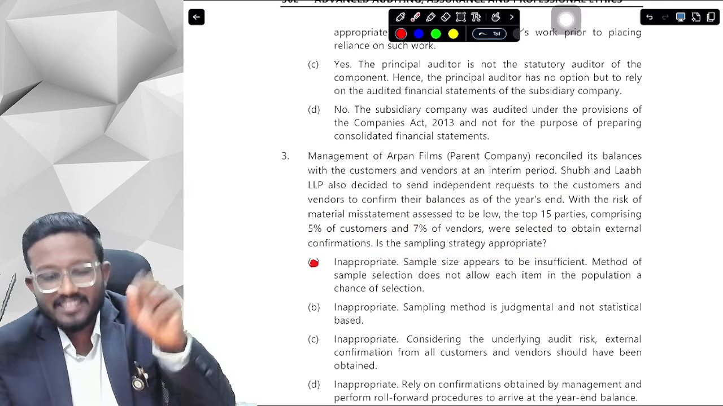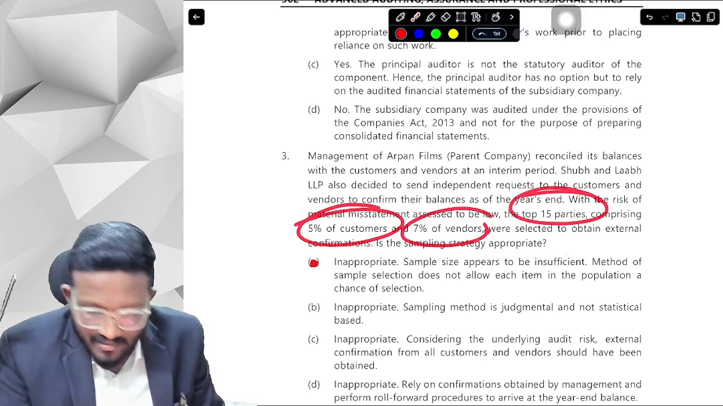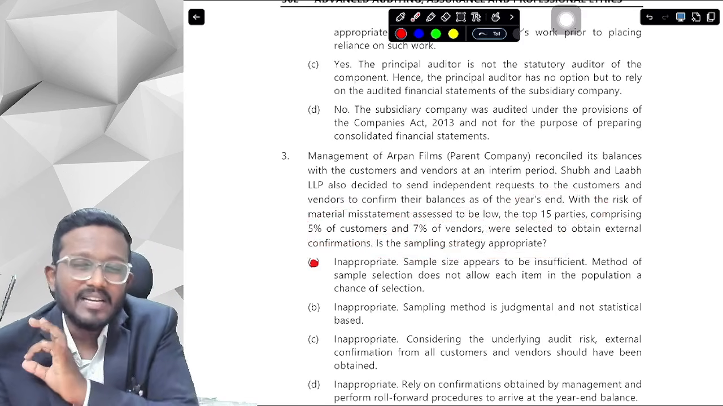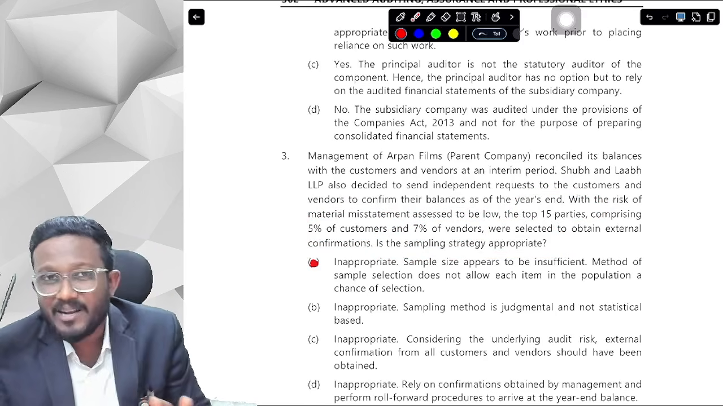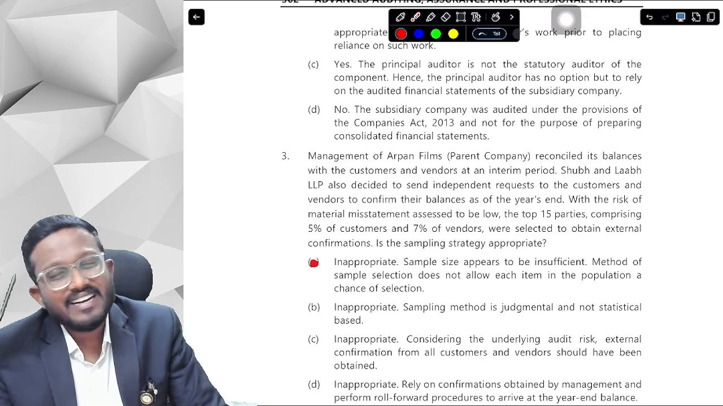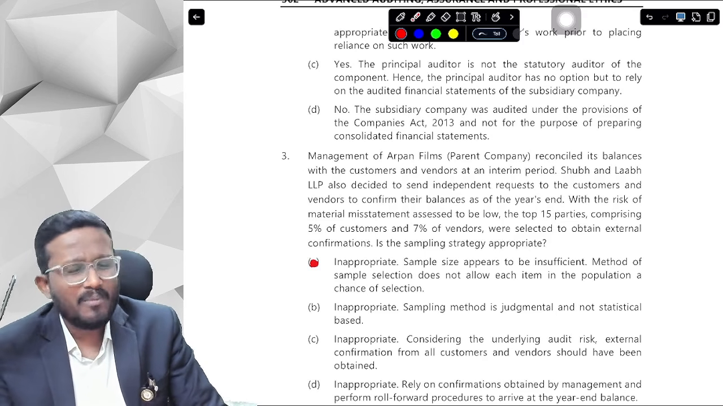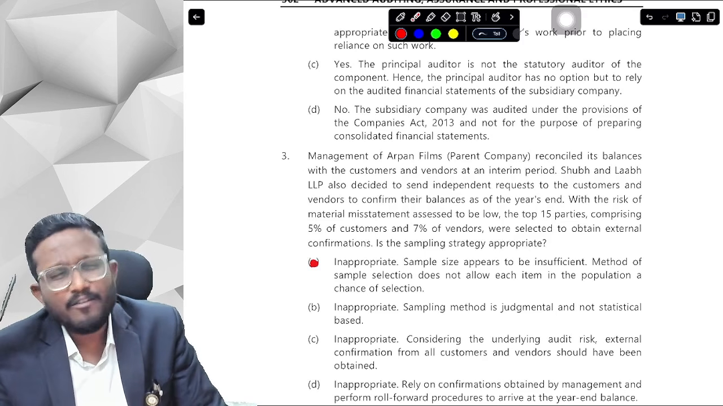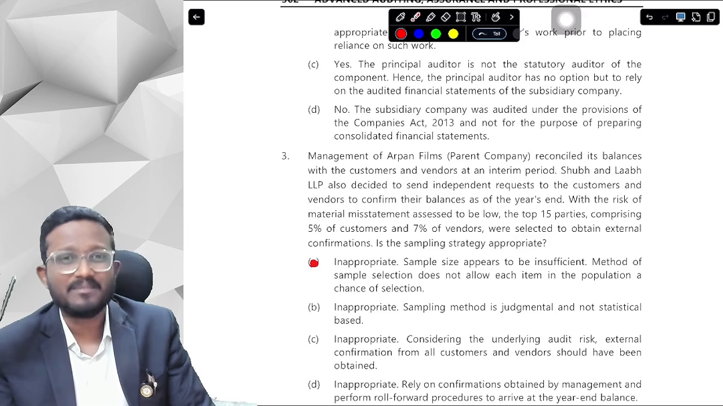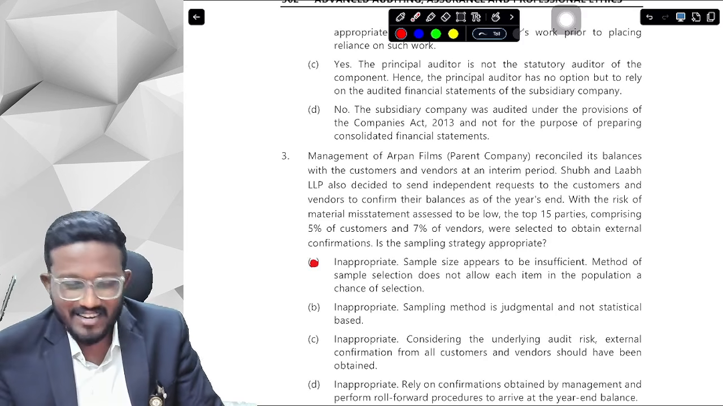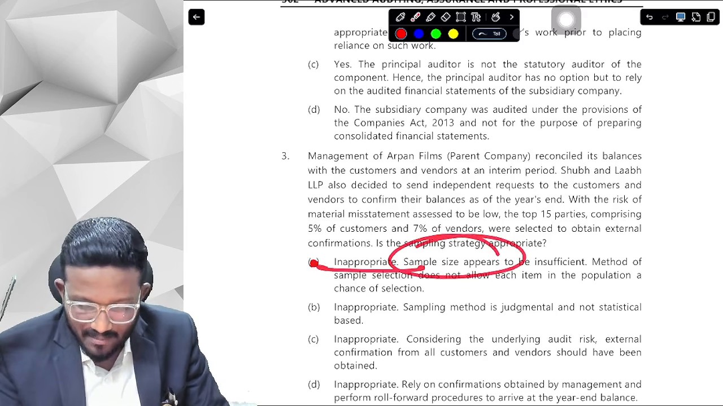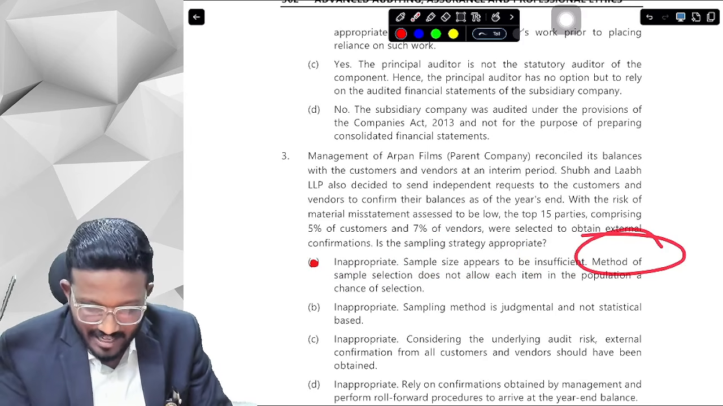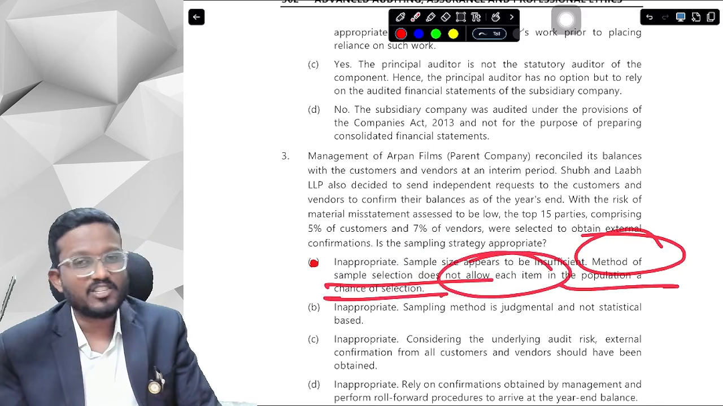Now, is the sampling strategy appropriate? We have just selected the top 15 parties of customers and vendors. Is the sampling strategy appropriate? No, it is not appropriate. Why is it not appropriate? Because, sir, we have already discussed that each item in the population should have a known chance of selection, and if you select only the top 15 items, then all the items in the population will not have an equal chance of selection. So it is inappropriate. Sample size appears to be insufficient. Method of selection does not allow each item in the population a chance of selection.